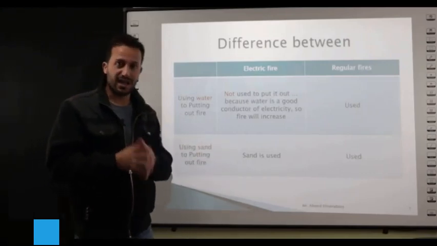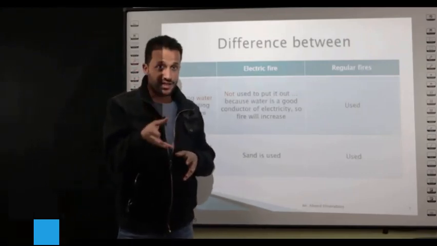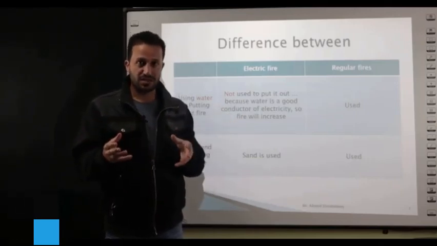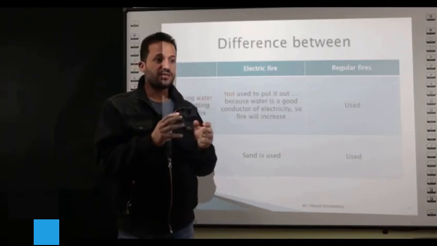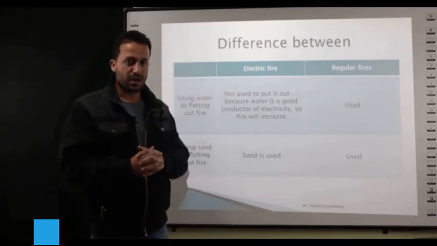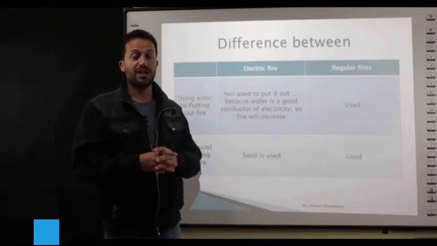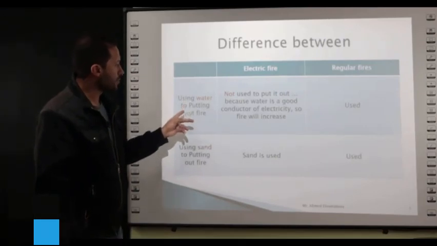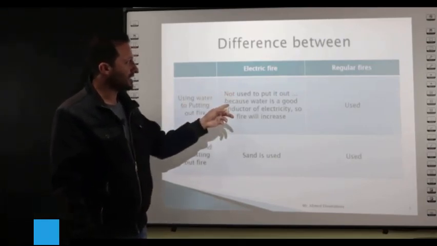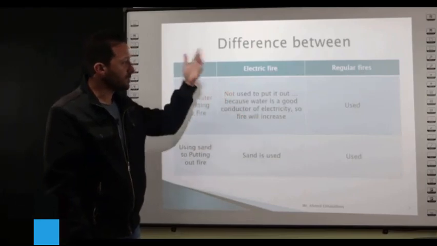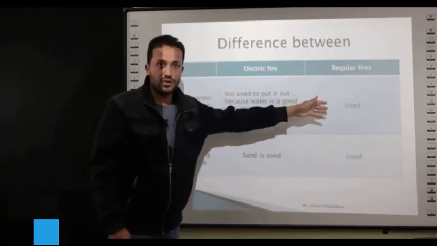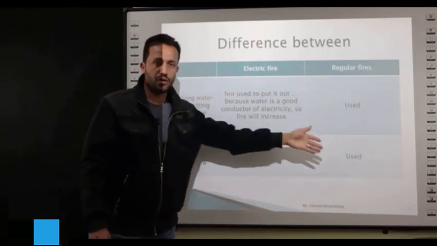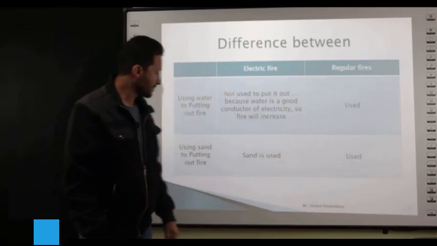Good, we will use sand. Or if you are in the kitchen, you can use flour. Flour, the white substance used in making bread. And you can also put out oil fires or electric fires using flour. So, water is not used in putting out electric fires because water is a good conductor and will increase the fire. And in regular fires, you can use water, not a problem. Using sand works in electric fires, and also you can use it in regular fires.